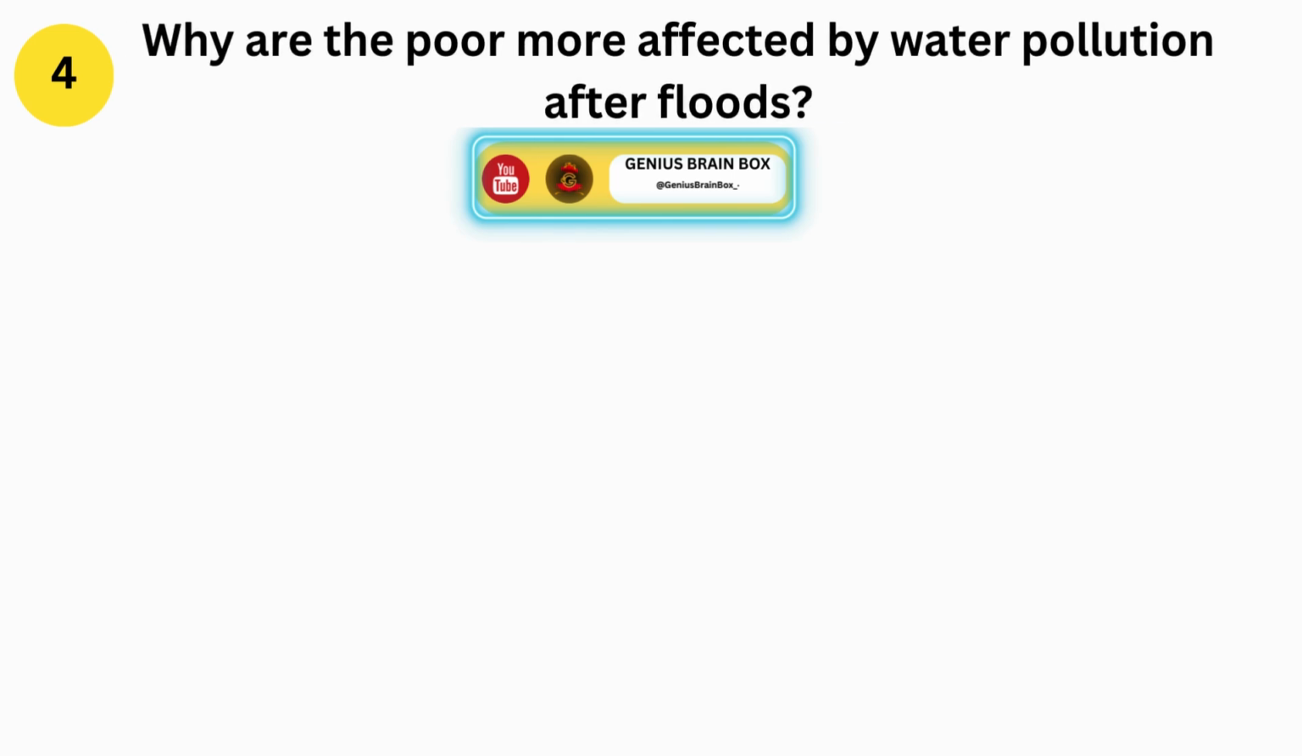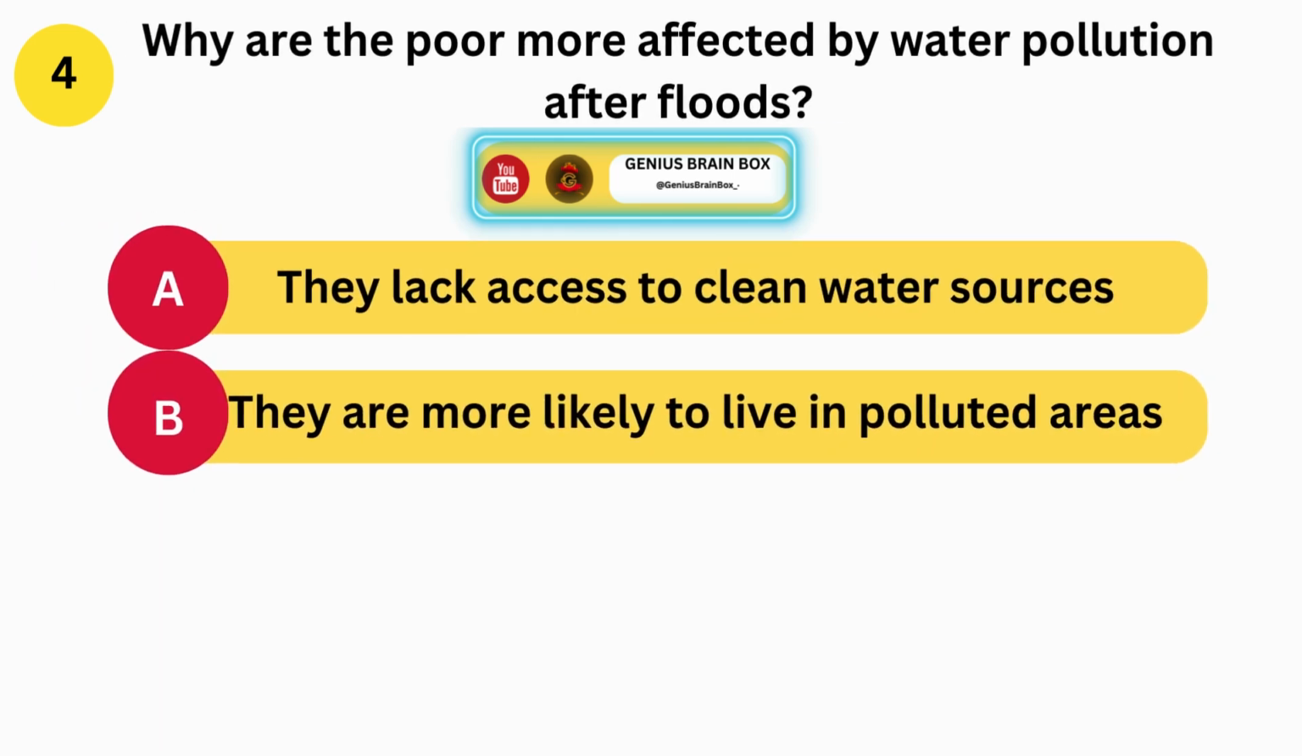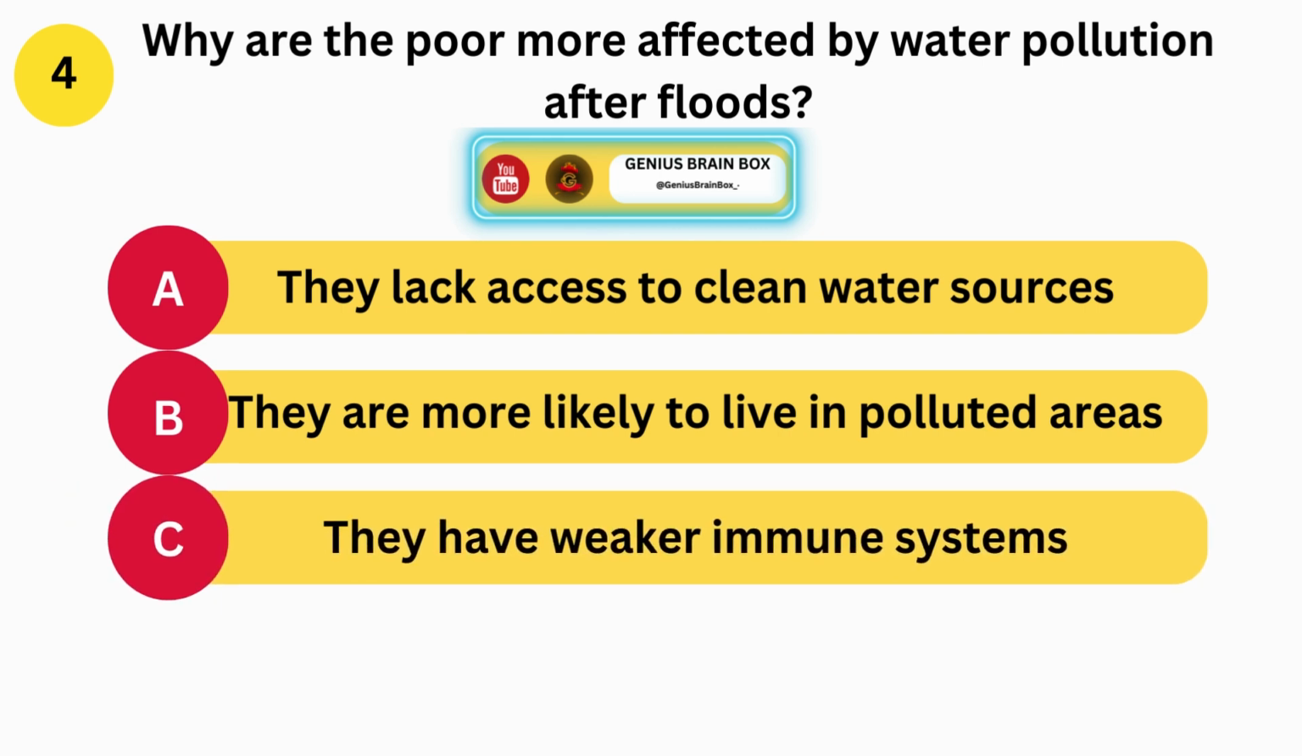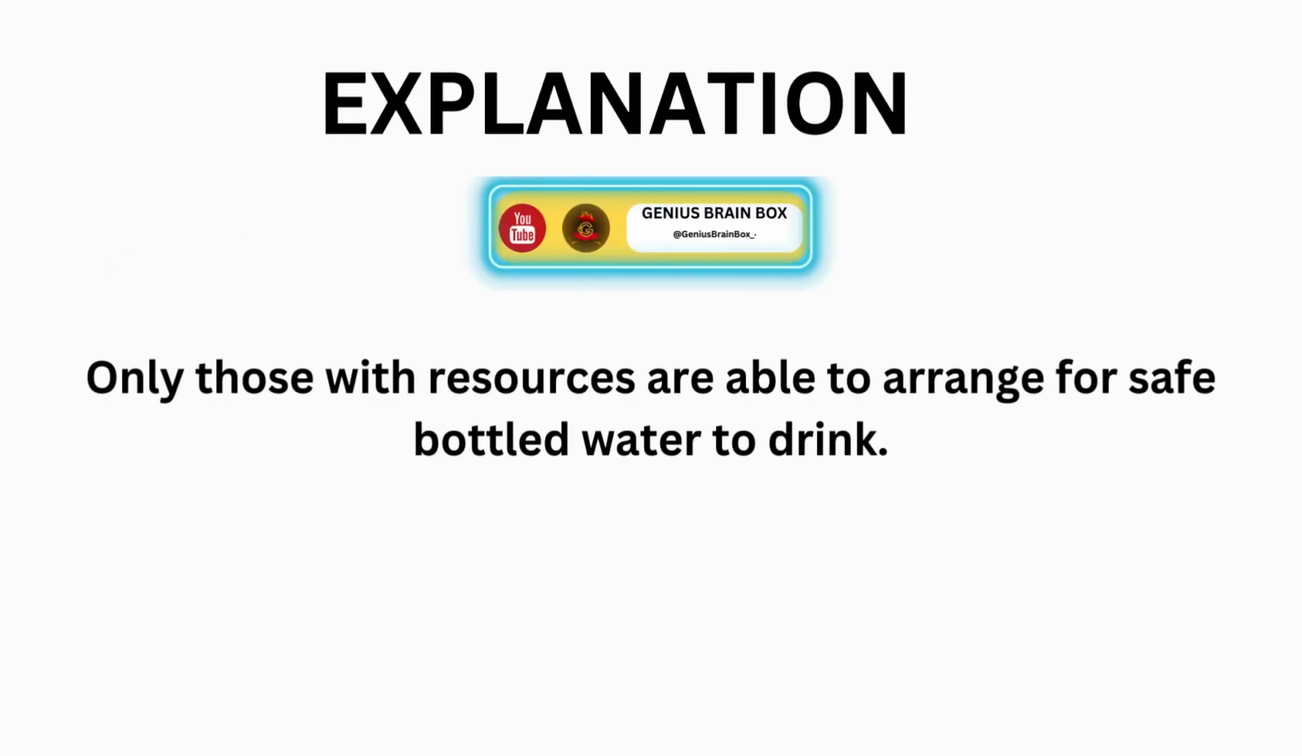Why are the poor more affected by water pollution after floods? Option A they lack access to clean water sources. Option B they are more likely to live in polluted areas. Option C they have weaker immune systems. Correct answer is... Explanation. Only those with resources are able to arrange for safe bottled water to drink.